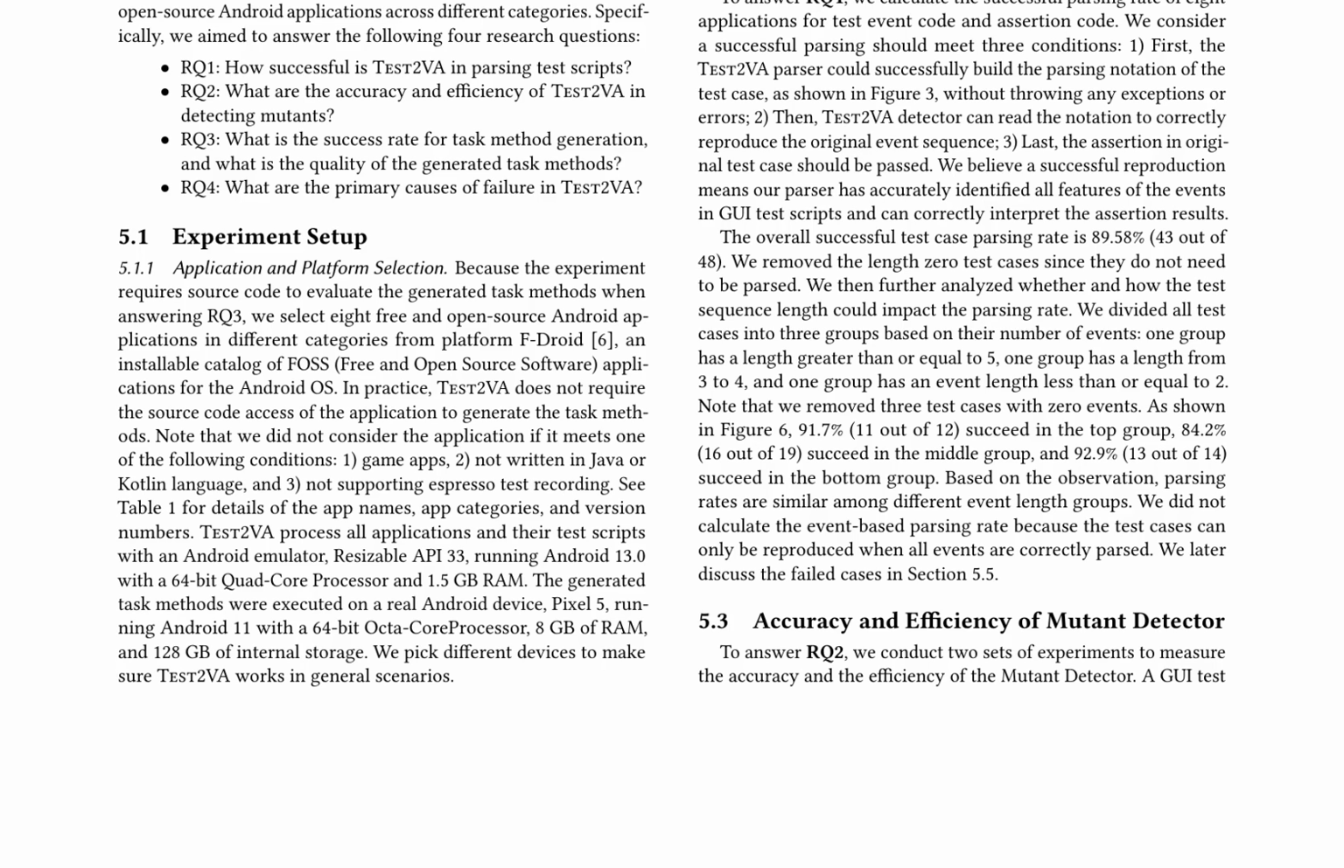The effectiveness of the test script parser was evaluated by calculating the successful parsing rate of 8 applications for test event code and assertion code. A successful parsing was defined as meeting 3 conditions: building the parsing notation of the test case without errors, correctly reproducing the original event sequence, and passing the assertion in the original test case. The overall successful test case parsing rate was 89.58%, 43 out of 48.